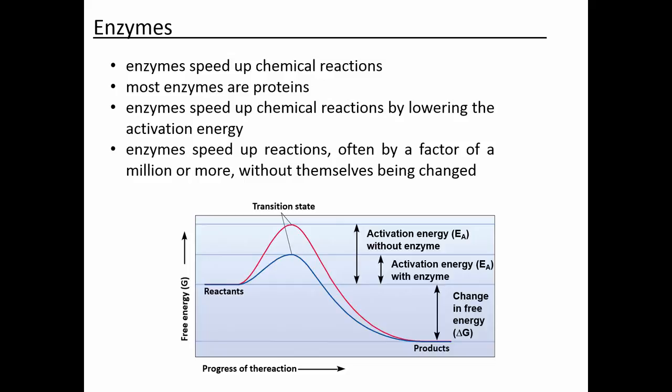So you can see what happens in this case: you go from this large activation energy to this smaller activation energy, and that's as a result of the enzyme. The enzyme lowers this barrier that sits between the reactants and the products, and that's the way that it speeds up the reaction. By lowering that energy barrier, it makes it easier for the reaction to occur, and it happens at a faster rate.